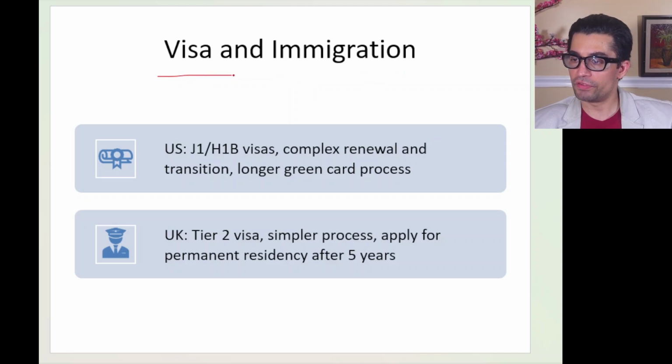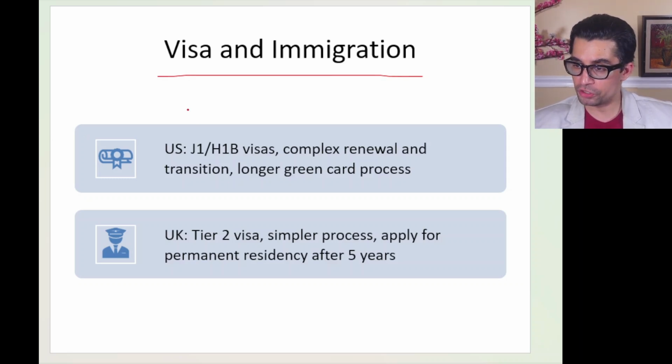Now, a few things regarding visa and immigration. This is not going to be an extensive discussion on this, and this actually needs a whole separate discussion. So let me know if you have questions regarding this, especially from the US standpoint, which I can talk about more eloquently. Let me know if you want to know more.